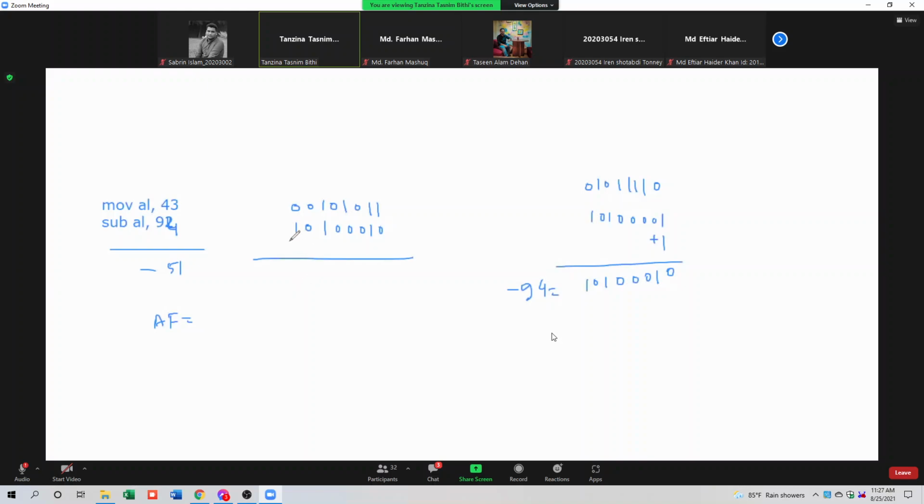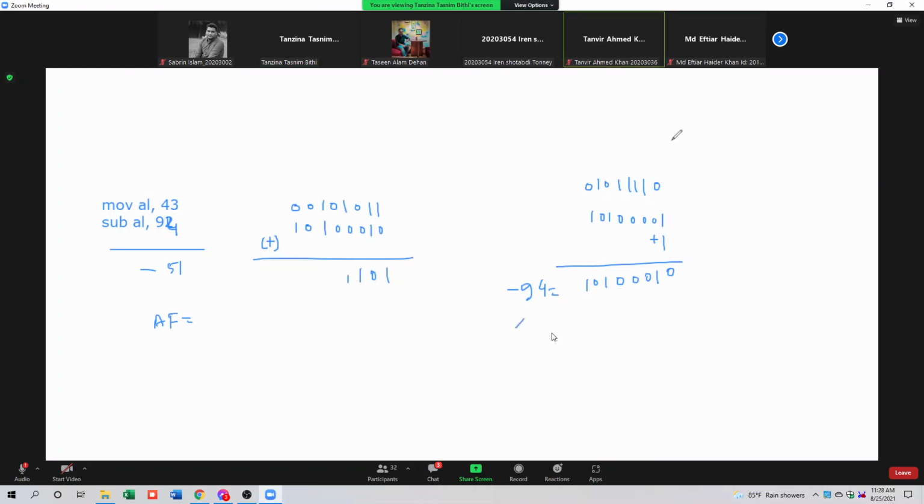So we are not actually subtracting the second number from the first one. So how will we take the borrow? We're going to add minus 94 with 43. At that time also we'll get a carry bit, right? 1 plus 0 equals 1. 1 plus 1 equals 0. Then 1. Then 1. Is there any carry bit? No.